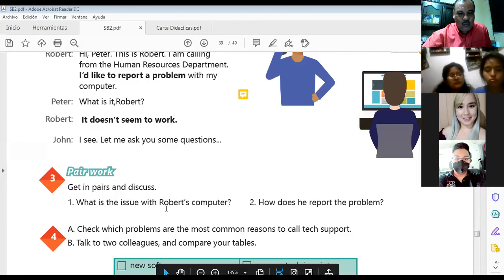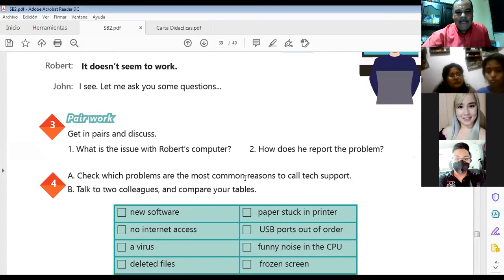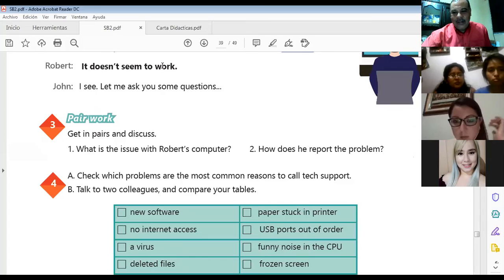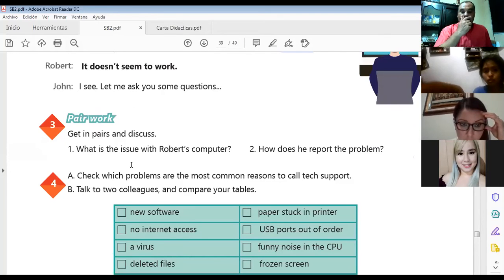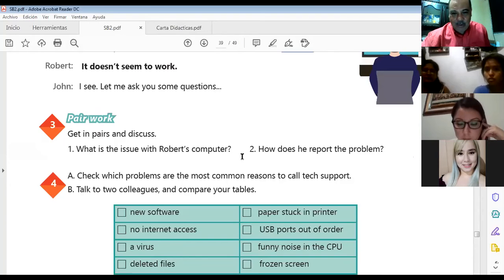What is the issue with Robert's computer? What is the problem with Robert's computer? It doesn't seem to work. His computer doesn't seem to work. Right? Very good.